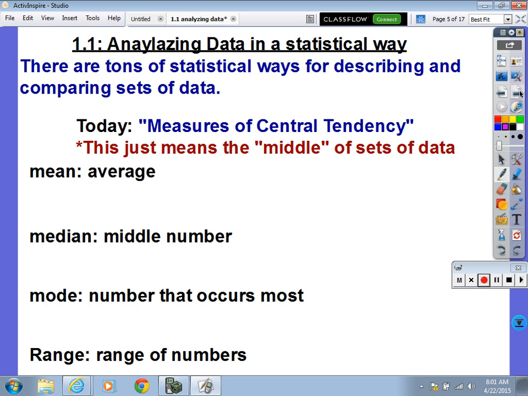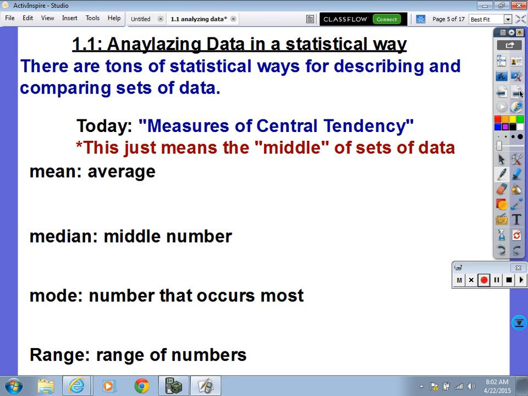So today we're going to be analyzing data in a statistical way. So we're just breaking into statistics for the first time. And there are tons of statistical ways for us to look at data and kind of make decisions based on that data. So today we're going to focus on measures of central tendency. So that sounds all fancy. It's not that fancy. All it means is that we're going to be looking at the middle of our data set.